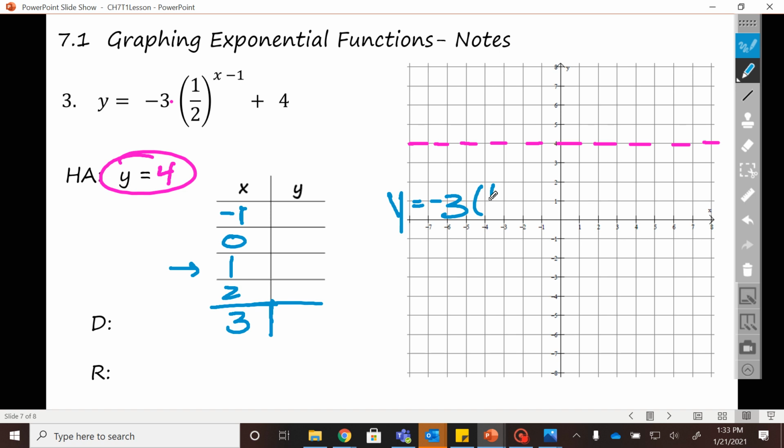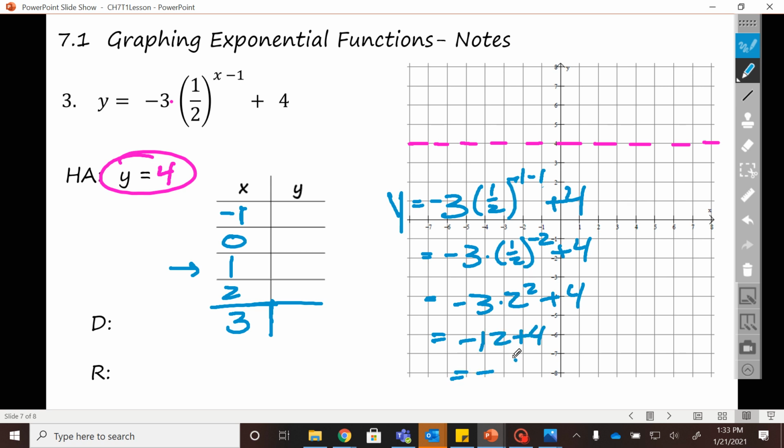So negative 3 times 1/2 to the negative 1 minus 1, so negative 2. Let me just write that down. Negative 1 minus 1. So that's negative 3 times 1/2 to the negative 2 plus 4. So remember, we would flip that. So it's 2 squared plus 4. So that's negative 3 times 4, which is negative 12, and then plus 4, which is negative 8.